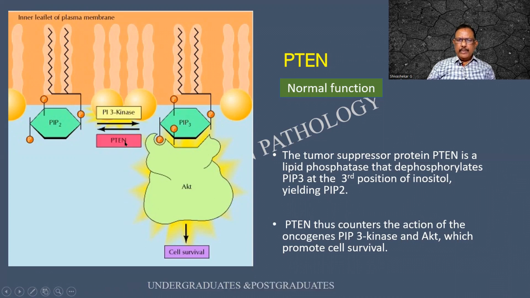But what will happen is when this PTEN is going to become defective. So this is a tumor suppressor gene. When this becomes defective, then this process is not stopped. PIP3 couples with AKT, as a result of which there is an increased amount of cell survival, which will lead to malignancy.